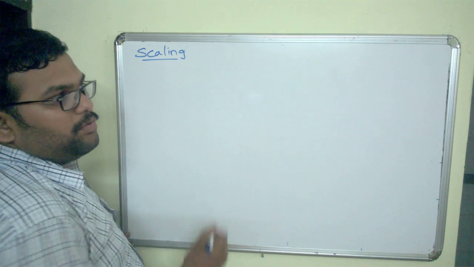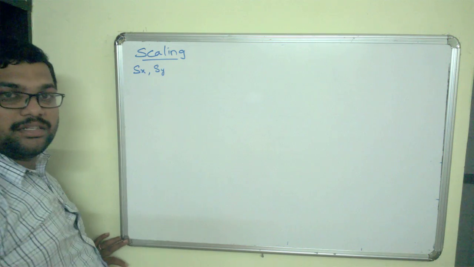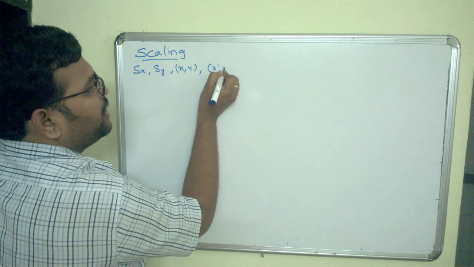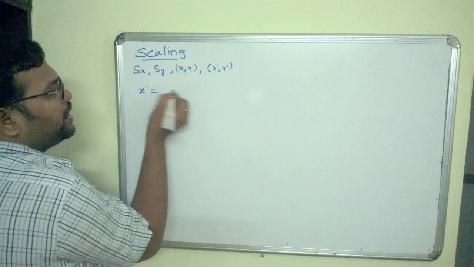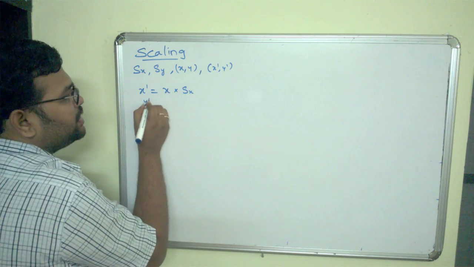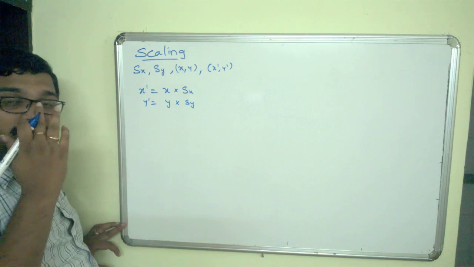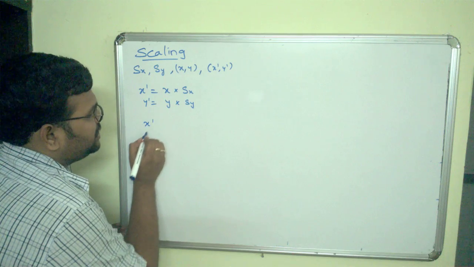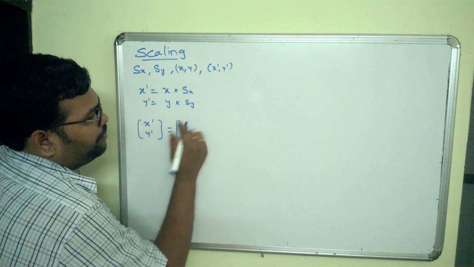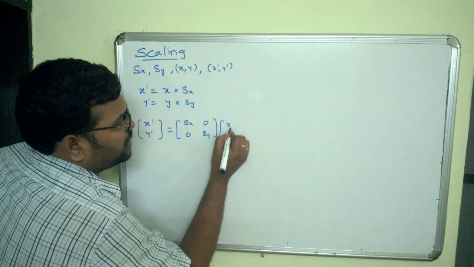So here we require two parameters, with respect to x-axis and with respect to y-axis, and similarly x, y are the old coordinates, and we need to find x dash and y dash. For that we have calculated x dash is equal to x into Sx, y dash is equal to y into Sy. So for this scaling, we have derived a formula. So [x', y'] is equal to [[Sx, 0], [0, Sy]] into [x, y].